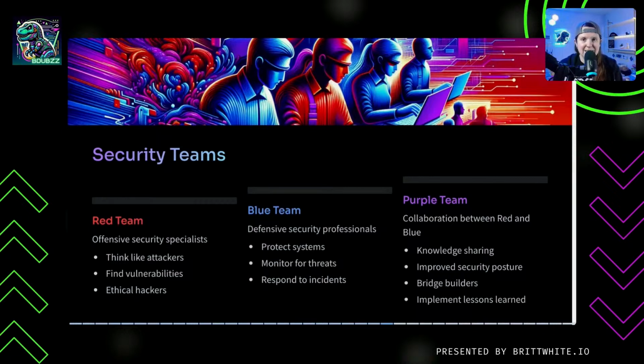Now, the purple team isn't its own team, but it's a collection of both blue team and red team members working together to strengthen security. And when you mix blue and red, you get purple.